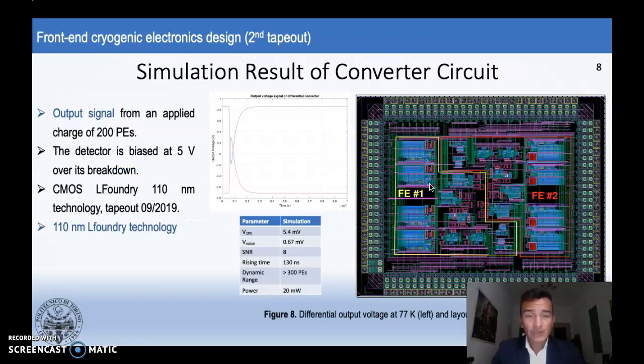Here are the simulation and the layout structure that were submitted last year. We already have the chip, but we couldn't test it yet due to the current situation. But probably we will have some results in the next month.